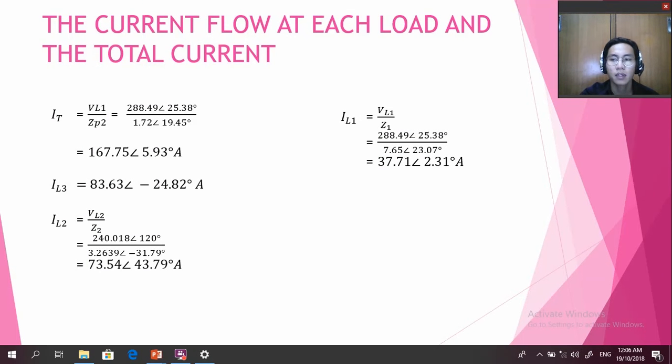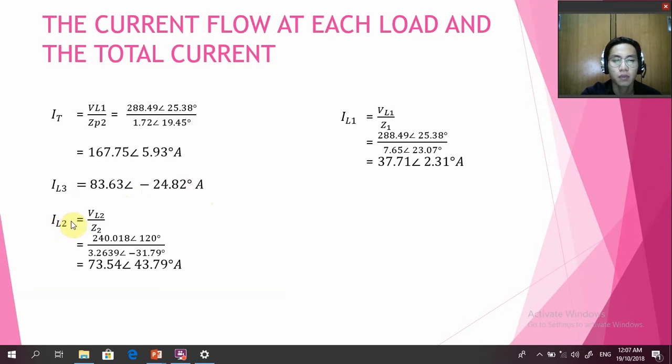Next, we will calculate the current flow for each node and the total current. For the total current value, the formula will be voltage at load 1 divided with resistance ZP2. We will get the total current value is 167.75 with an angle of 5.93 degree ampere. And for the current at load 3, we have already made the calculation from the first part of the video, which will get the value is 83.63 with angle of negative 24.82 degree ampere.